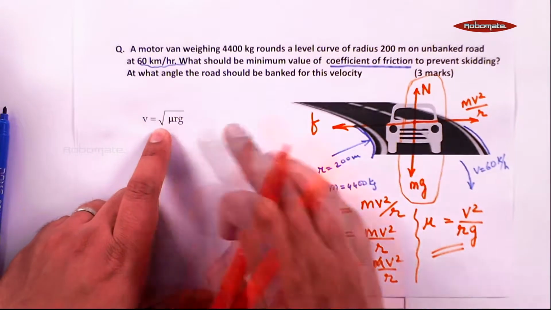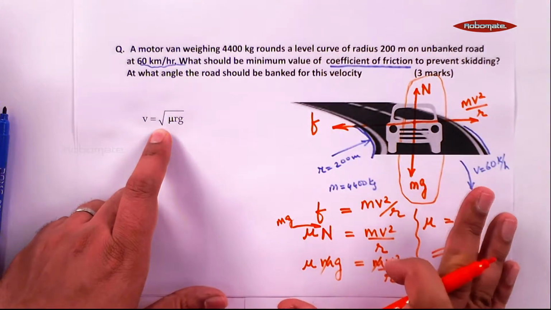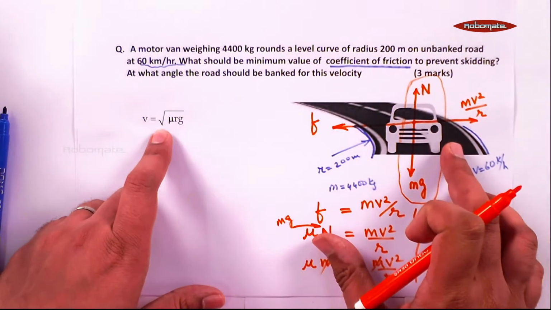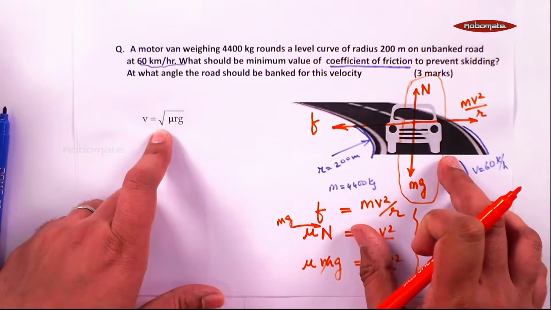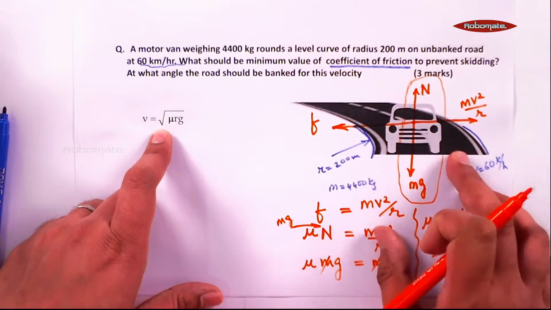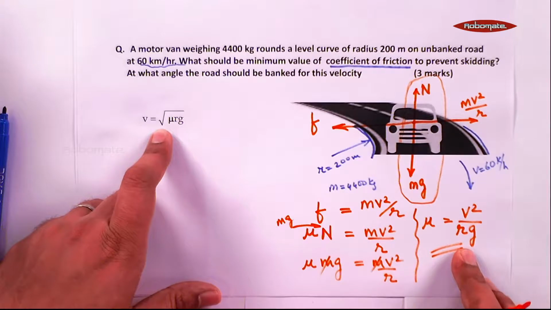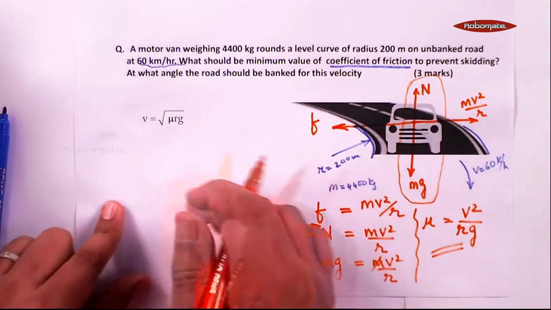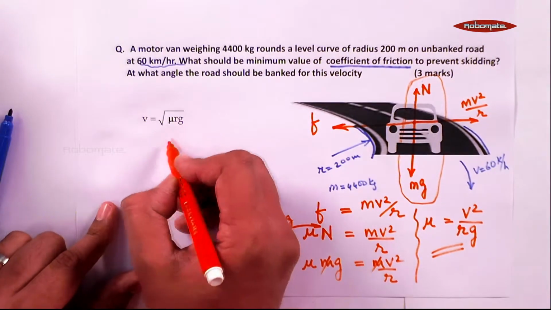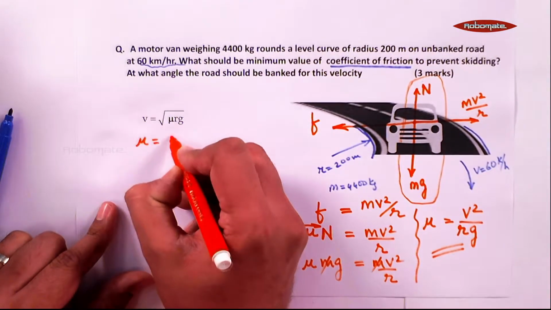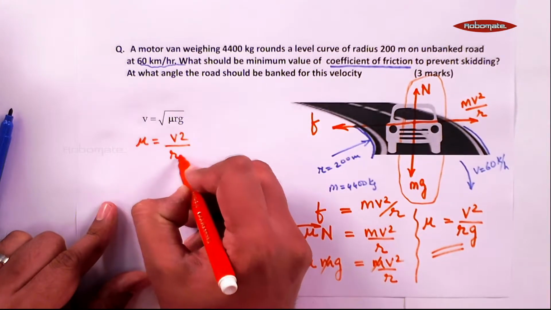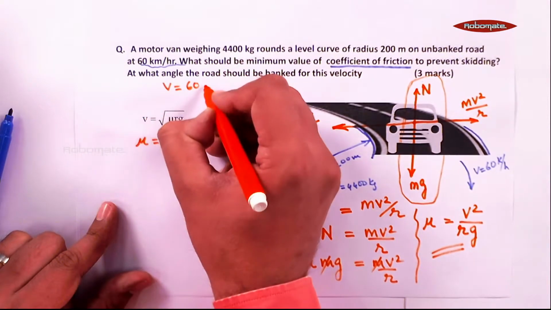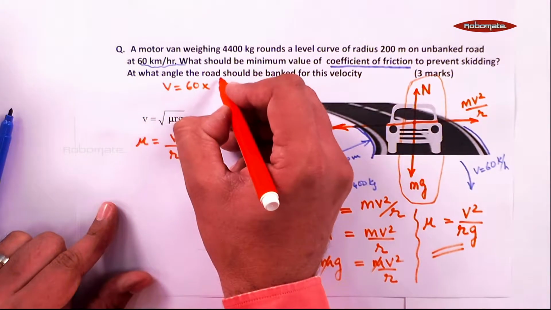Or if you forgot this formula, then only I have given you over here a visualization, going into the depth of the condition, understanding the whole situation, understanding what forces are acting on it, balancing the forces, equating them and deriving the equation. So if you don't remember the formula, then you go by this condition. If you remember the formula, then you start directly v is equal to root of mu rg. So in this case mu is equal to what? V square by rg, and then you just substitute the value. So here v is given to us as 60 km per hour, converting into meter per second.